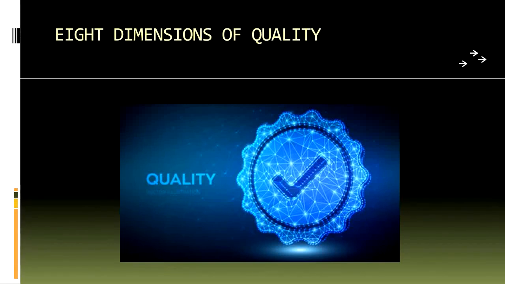Now that is not all. There are different dimensions of quality by which we describe a product, and those 8 dimensions of quality are to be considered when we try to tell about the quality of a product. Let us see, students, how these 8 dimensions of quality describe the product or the service.